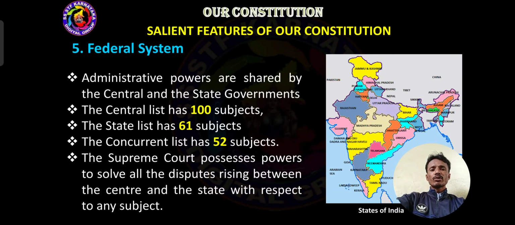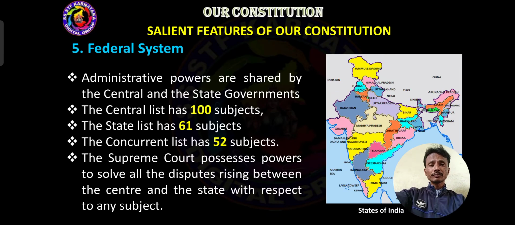The Supreme Court possesses powers to solve all the disputes arising between the center and state with respect to any subject. I already told you, 100 subjects, 100 topics, means problems. State level problems, state and central level 52 problems. Here the state government and central government also join together in solving such problems.